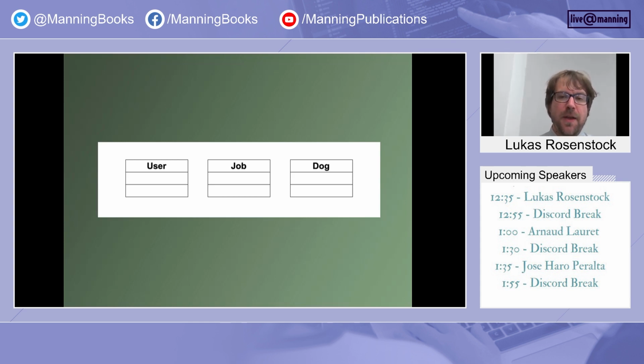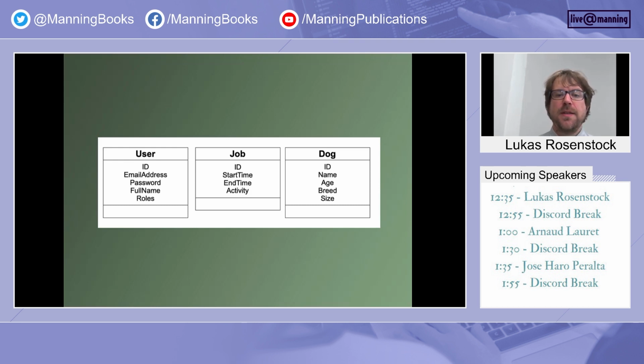And after identifying these concepts, they add attributes. For example, for the user, you have things like an email address and a password. And for jobs, you have the time when the job starts and what is the exact activity that you should do. And for the dog, you have things like the dog's name, the age, or what kind of breed of dog it is.